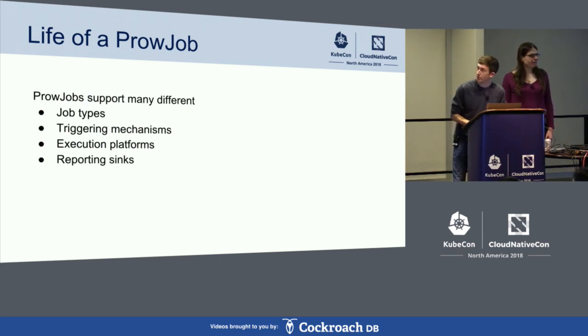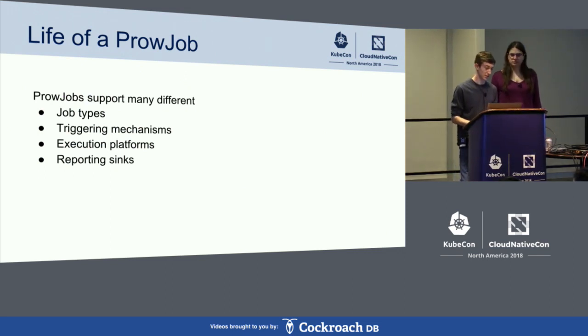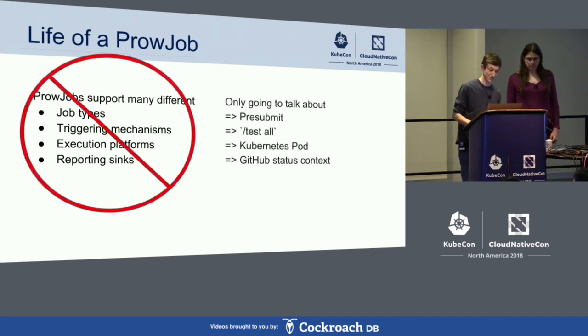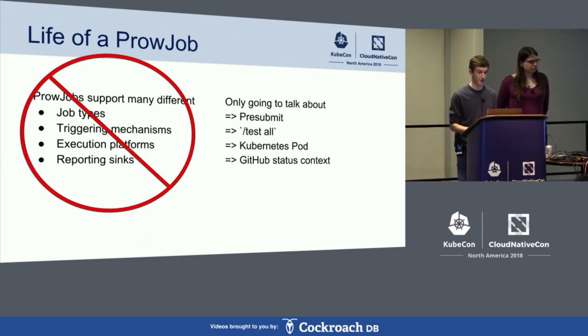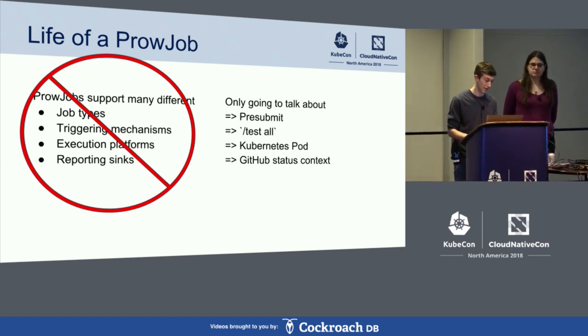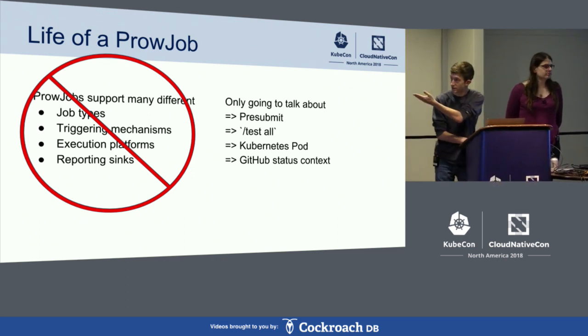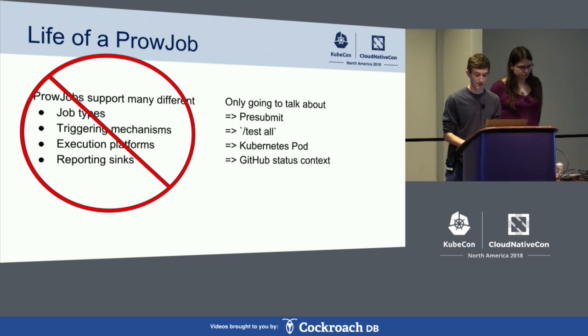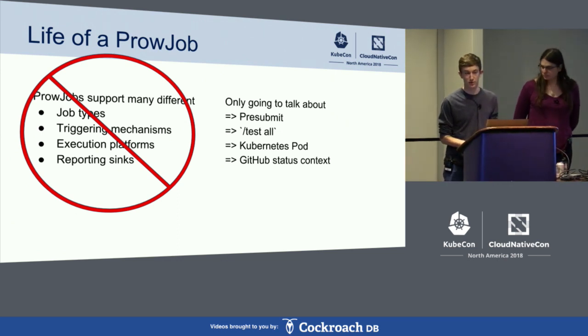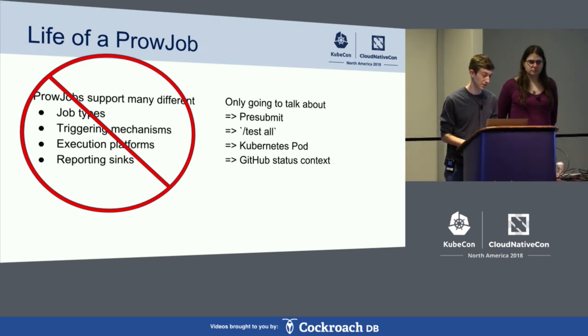So as I mentioned before, Prow has many different job types, many different ways you can trigger these jobs, many places that they can run, and many ways to report. If I was to talk about them all today, we'd be here forever. So instead, I'll be talking about one of the more common cases, which is probably what you're familiar with on your PRs. And this is a pre-submit job that runs on a PR, and it's triggered by a test all command. It will run as a Kubernetes pod and report its status to GitHub. So this is, like I said, one of the more common cases that you probably interact with.